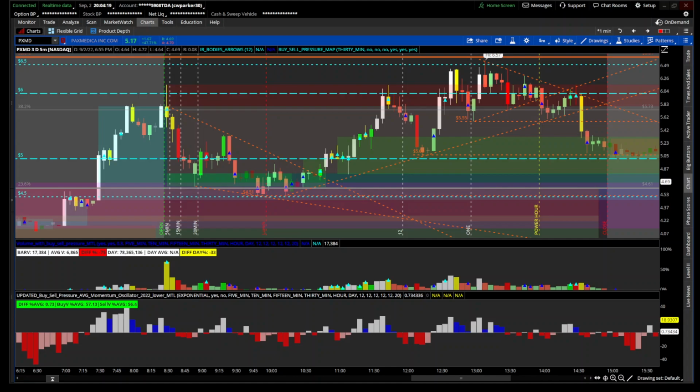What you're looking at is my system that I developed after reading Ann Coulling's book, A Complete Guide to Volume Price Analysis. A lot of it is based off of her book, and then some of it is other research that I had done, especially when it came to the buy-sell pressure averages, or volume, within these candles. And that's basically what you're looking at.